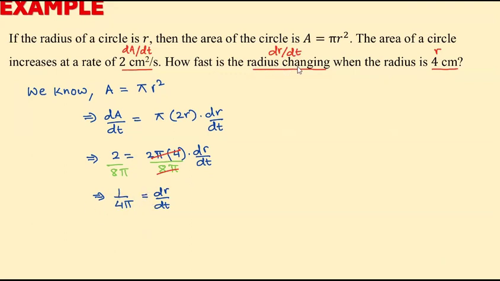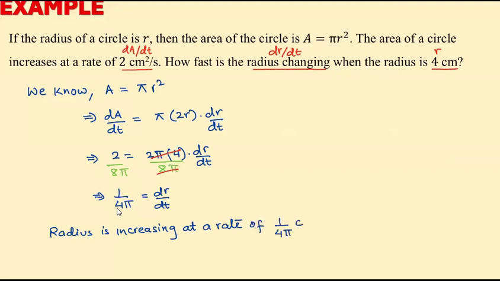How fast is the radius changing? The question has the word changing. That is, we don't know whether it was increasing or decreasing. But here we get the rate positive. Meaning of that is the radius is increasing at this rate. So we can say that the radius is increasing at a rate of 1 over 4 pi.